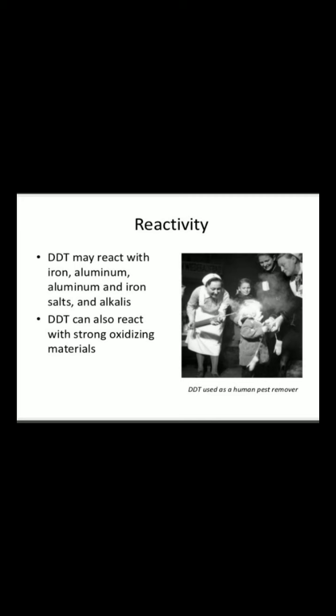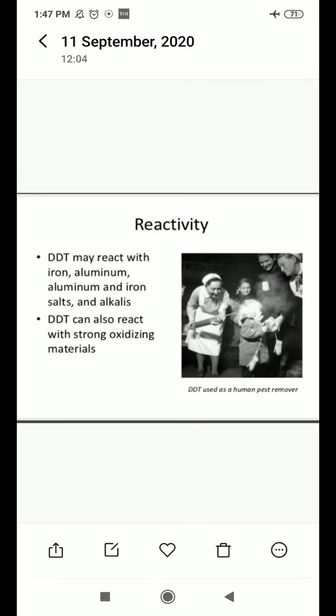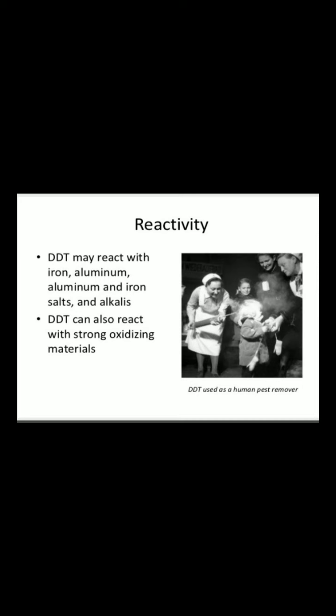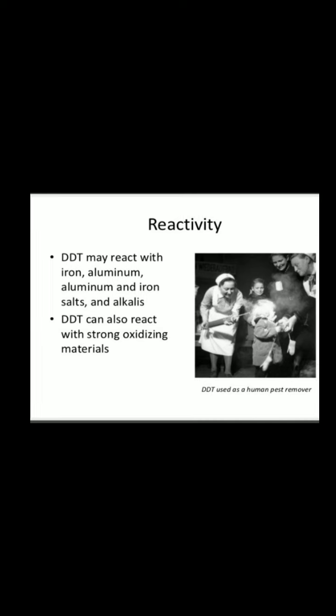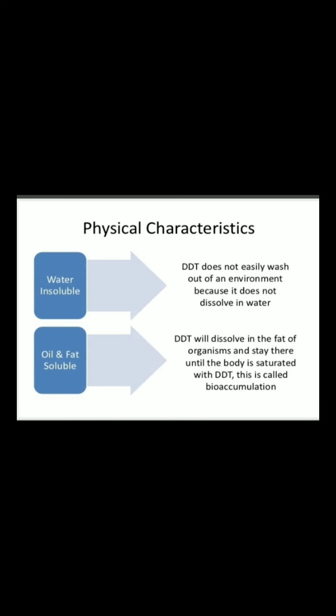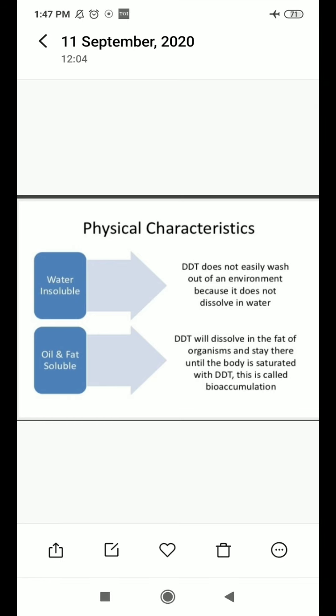Then what is the reactivity of DDT? DDT may react with iron, aluminium, iron salts and alkalis. It means DDT can react with these elements: aluminium, iron and alkalis. DDT can also react with strong oxidizing materials like KMnO4 and others.